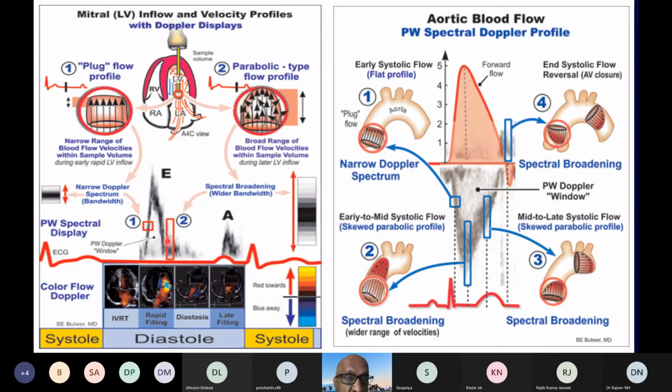So 80% is contributed by the passive filling of the left ventricle during the early diastole, which is called the E wave. But towards the end of diastole, the left atrium contracts and contributes to about 20% of the left ventricular filling, producing the A wave. So we have four components in the diastole: the isovolumetric relaxation period, rapid filling period, diastasis, and late filling. And all this can be measured using the pulse wave Doppler.